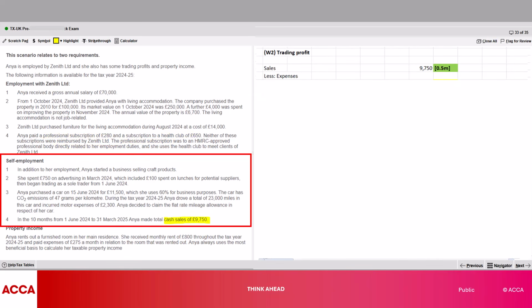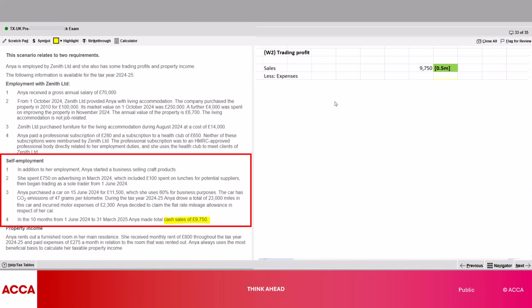Then we need to work out her trading profits. So she has got some self-employment. She started trading on the 1st of June, and we're going to work on the cash basis unless we're told otherwise. So from the 1st of June to the end of March, which is our tax year basically, we've got sales, cash sales of 9,750, and we can then deduct expenses.